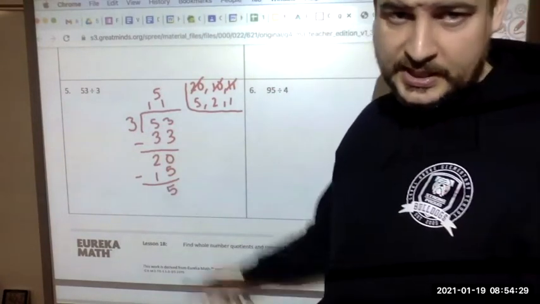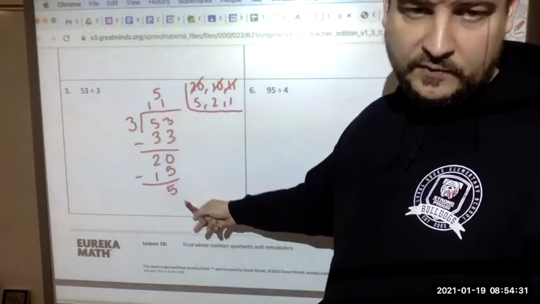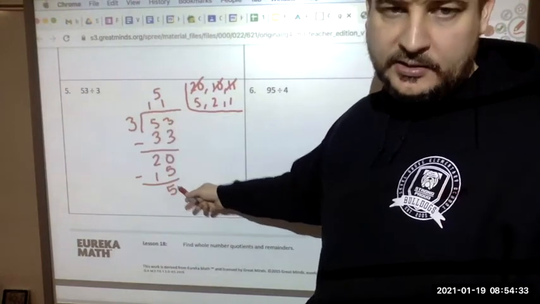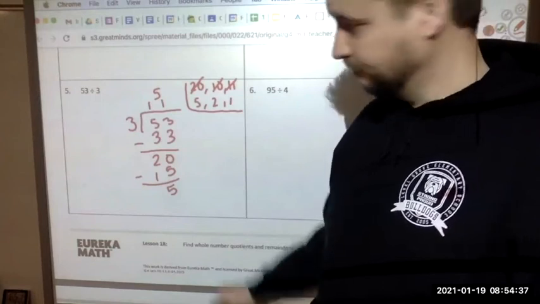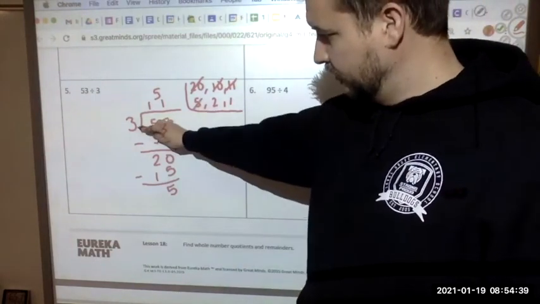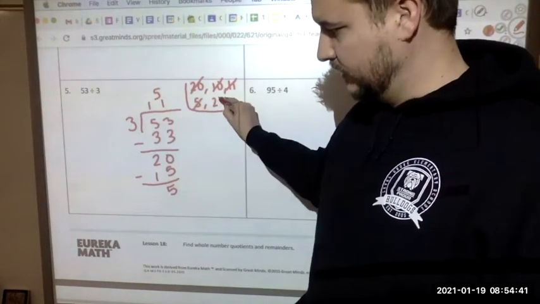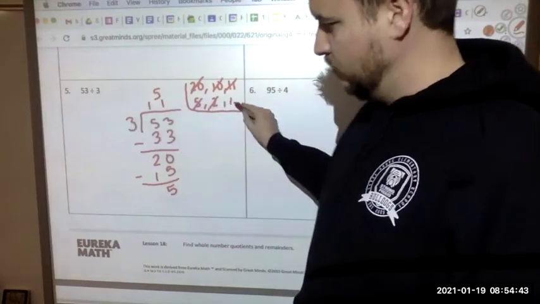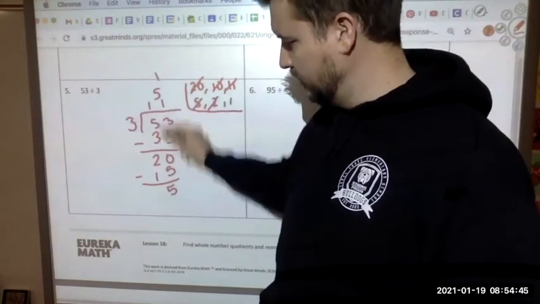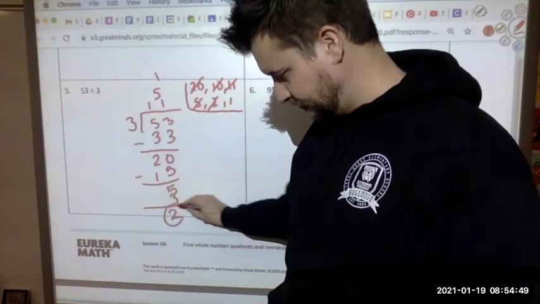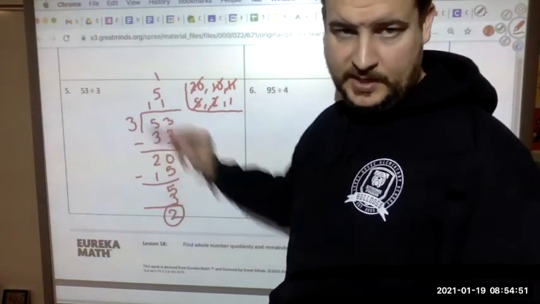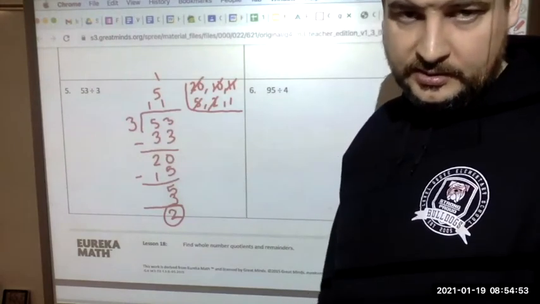Now, before you say it is 16 with a remainder of 5, remember, your remainder cannot be bigger than my divisor. I have to keep going. Can't do 5. 3 times 2 is 6. That's too big. 3 times 1. 3 times 1 is 3. I have a remainder of 2. That is smaller than my divisor, so my answer is right here.